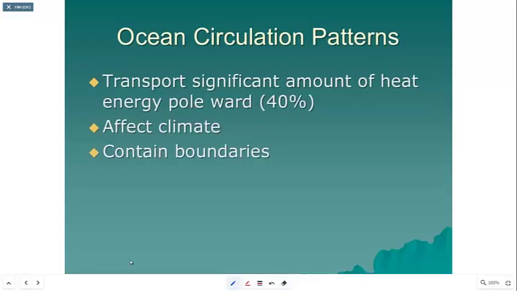So the ocean circulation patterns will transport a significant amount of heat energy poleward and equatorward. So about 40% of the work will be done by the ocean currents, 40% will be done by the wind, and the other 20% is done through the latent heat processes that we talked about in chapter number 2. So the ocean currents will affect local climates, and they can contain boundaries as well.